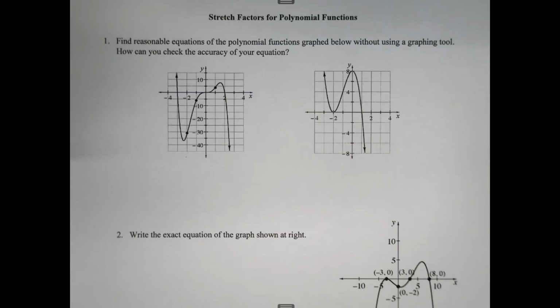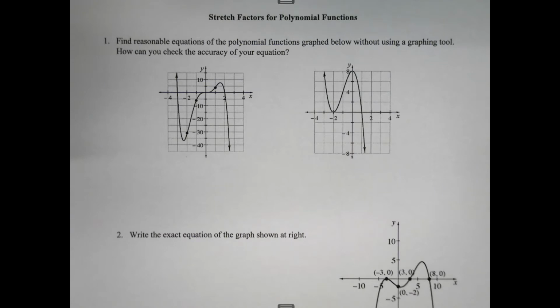So today we're going to focus on how to figure out equations that not only represent the appropriate shape and x-intercepts, but also represent all of the points on the graph. So in this first example, it says to find reasonable equations of the polynomial functions that have been graphed below without using a graphing tool. How can you check the accuracy of your equation?